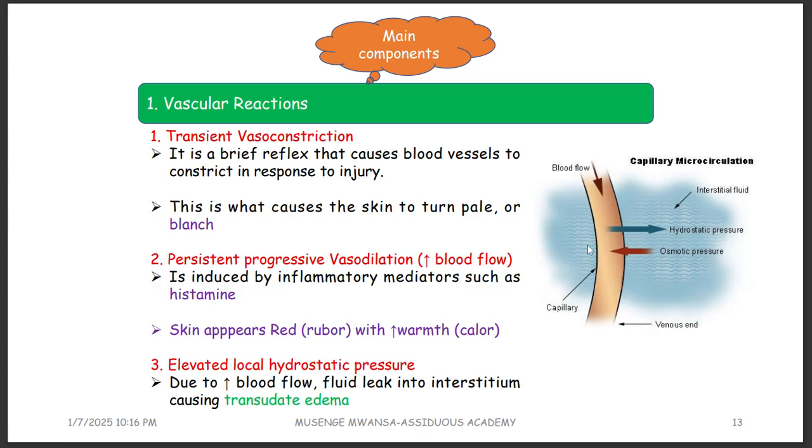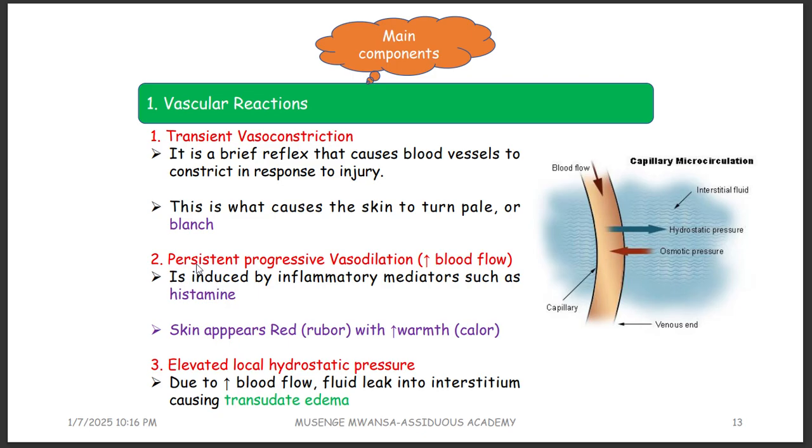The aim is so that blood doesn't go very much to that area, and this is a brief reflex constriction of the blood vessel. And because there's this constriction, meaning that blood is not going enough to this region, the area there is going to turn pale yellow, and that's known as the blanch. Okay, so there's blanching in this transient vasoconstriction.